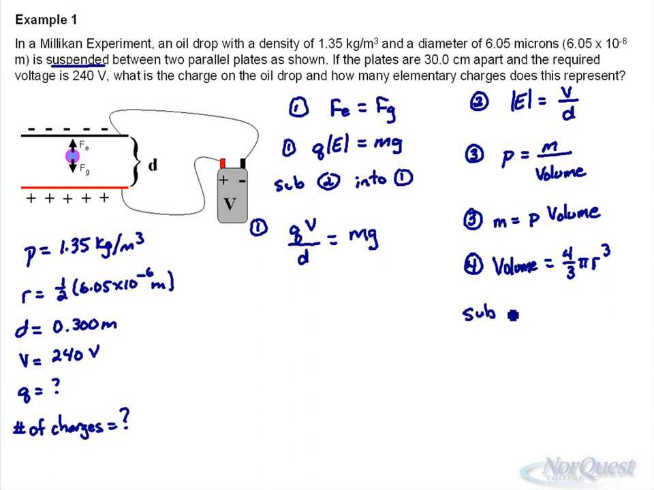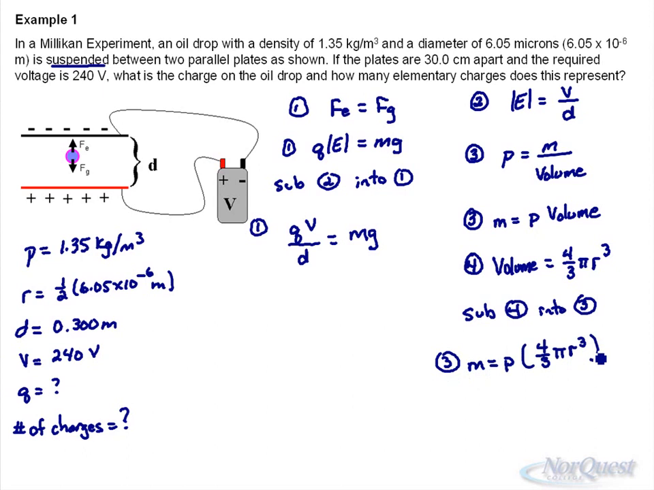So I'm going to substitute 4 into 3. So equation 3 becomes mass equals density times volume, 4/3 pi r cubed.